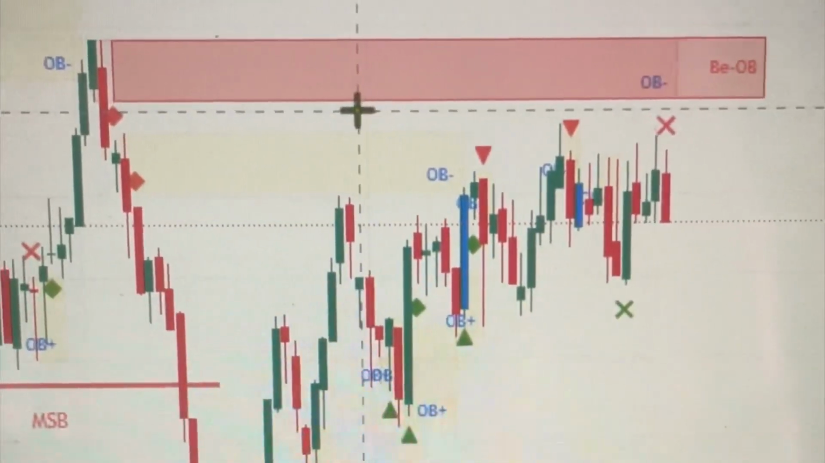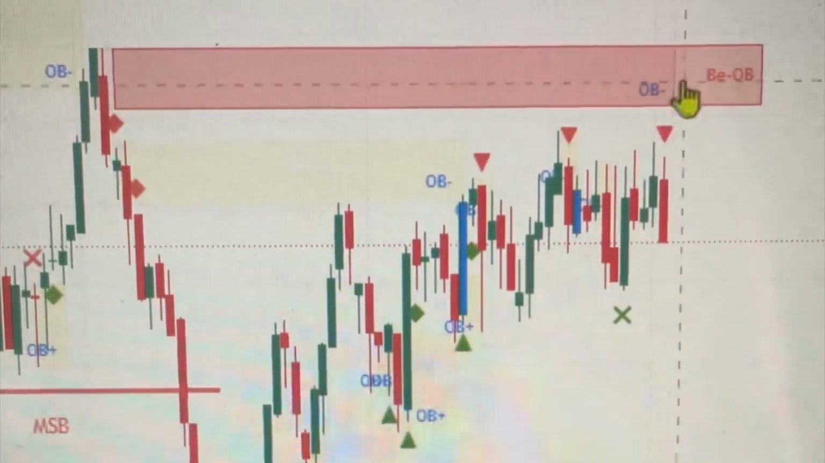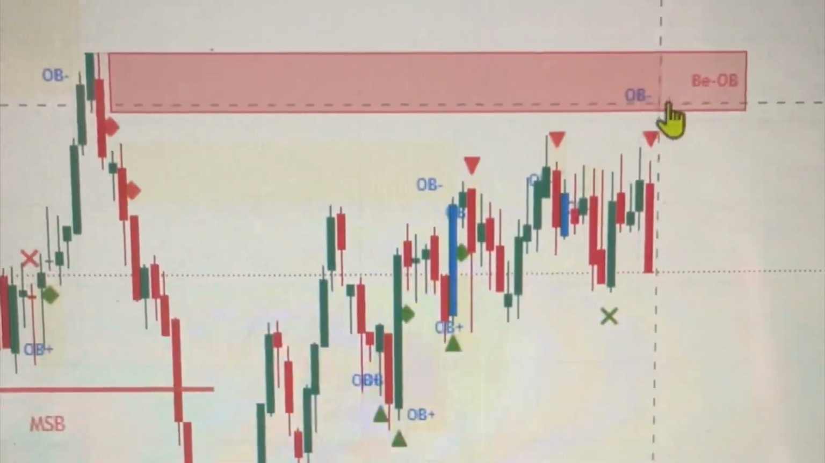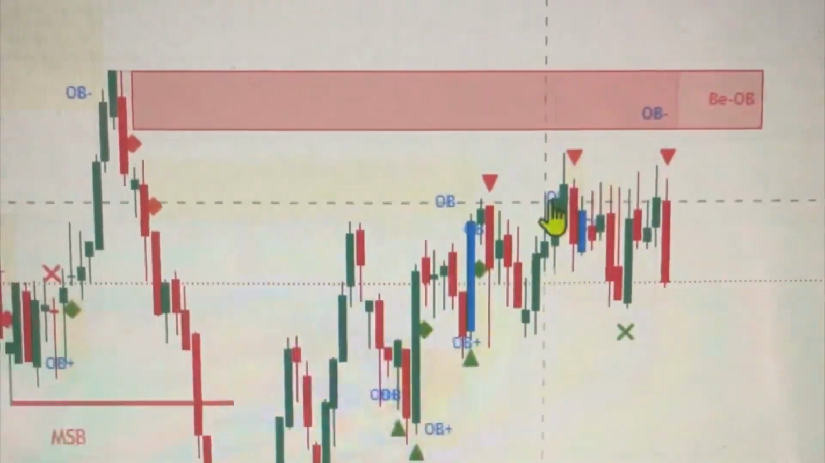People don't notice this one. See, there are sellers available because there is an order block here. There are a lot of sellers available. So that's why it's trying to go up, but it still didn't get mitigated because it didn't touch this area.